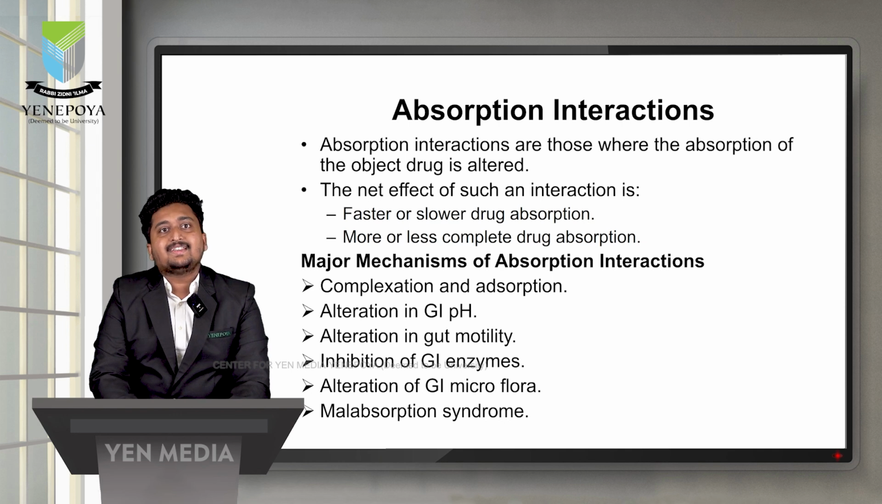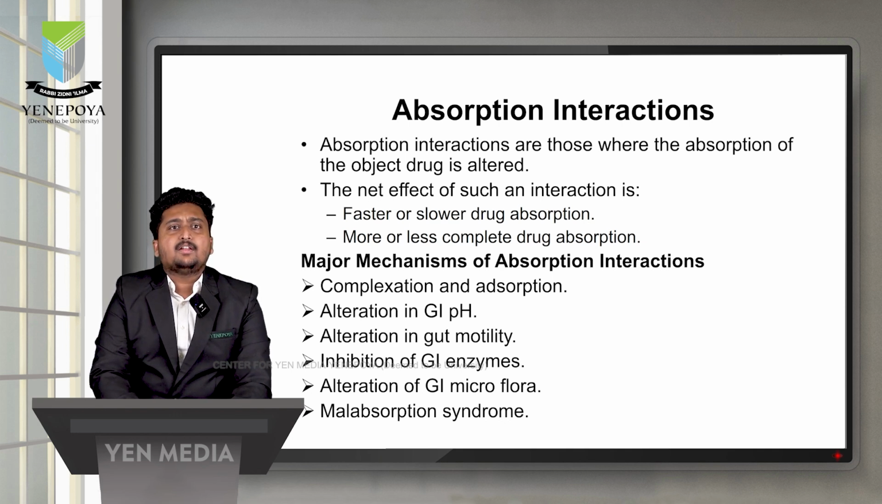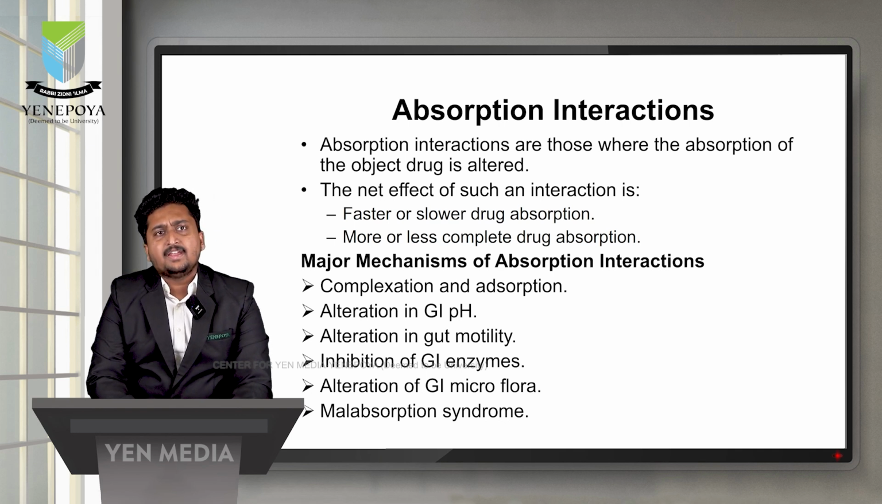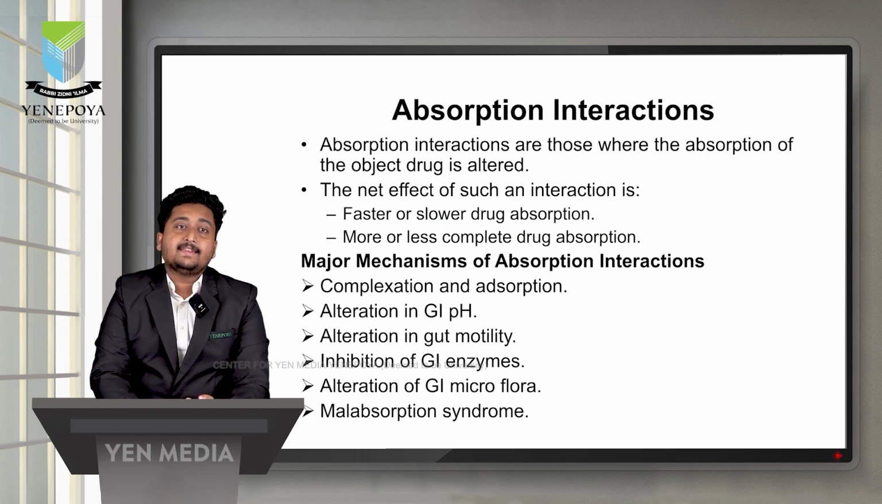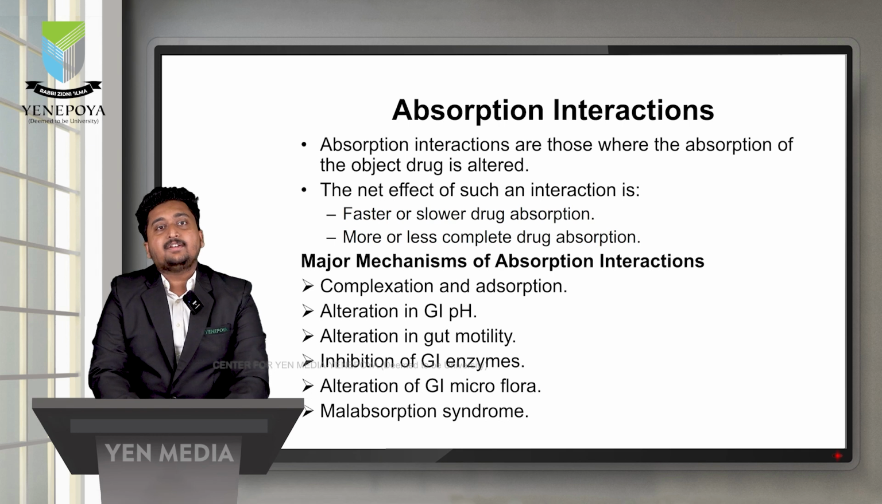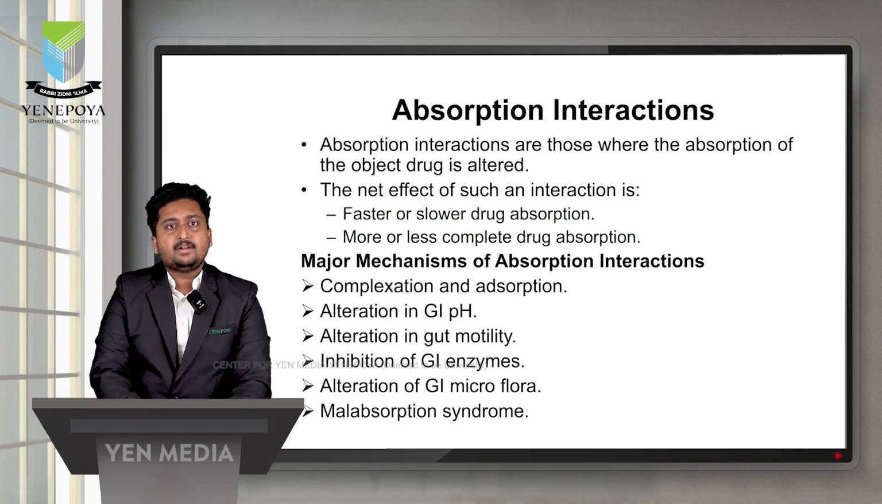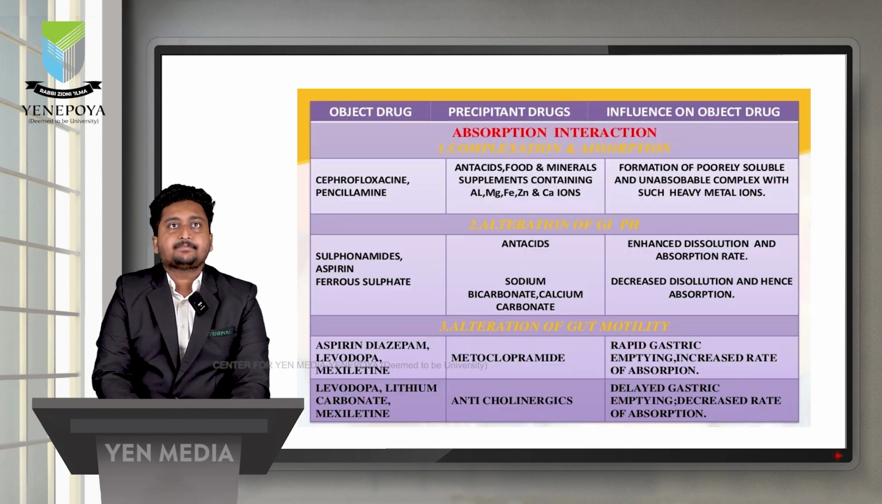Inhibition of gastrointestinal enzymes. We know that there are a lot of enzymes involved in digestion and various other physiological processes. So in case those gastrointestinal enzymes are inhibited, there are chances that the absorption pattern of the drugs might also vary. Next, we have alteration of gastrointestinal microflora, and lastly malabsorption syndrome, that is, in conditions like kwashiorkor or any malabsorption syndrome, the drug absorption rate might also be decreased.